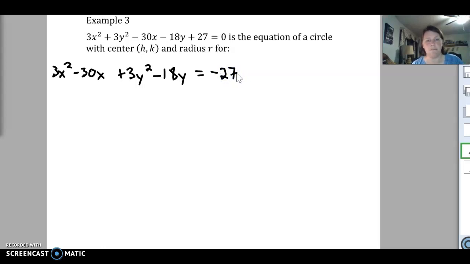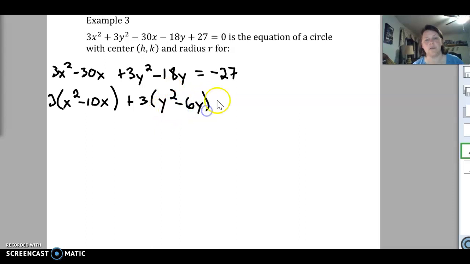Okay. Next we need to factor. So important step. Don't forget to factor. So we're going to factor that 3 out. And we get x squared minus 10x for our x's, then plus 3. Factor out the 3 for the y's. So y squared minus 6y equals negative 27.